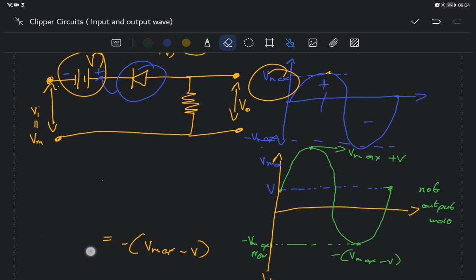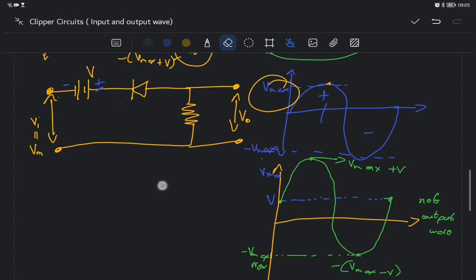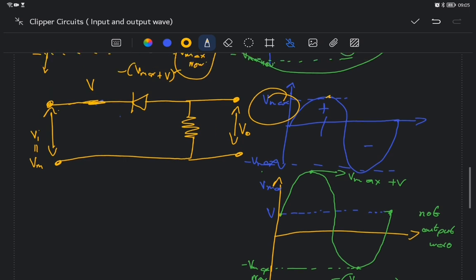What are we gonna do after that? We're gonna replace that battery, because we've taken the effect of that battery in the circuit. We're gonna remove that battery and replace it with a short circuit, so that we can analyze this wave properly, because the battery is causing problems. So now we've got a normal positive clip-off circuit. So now we have this diode. What is this diode gonna do?